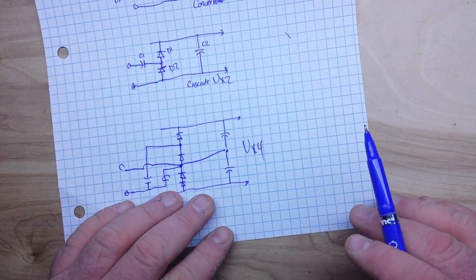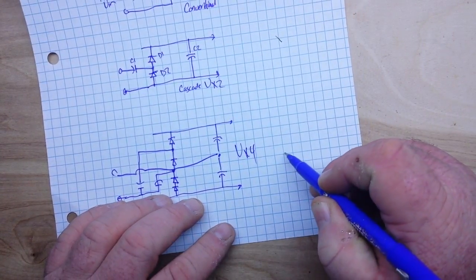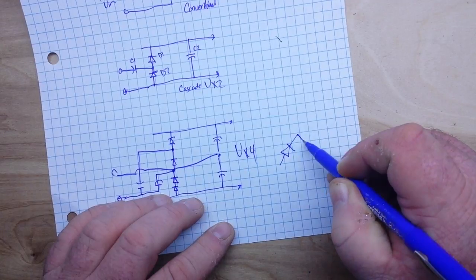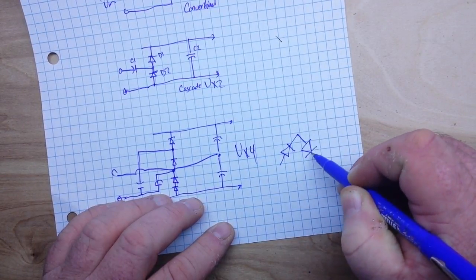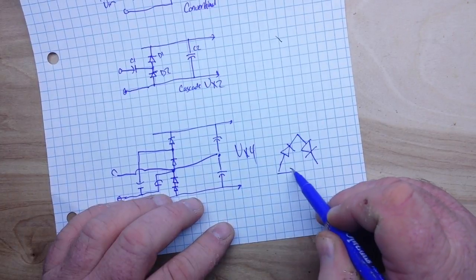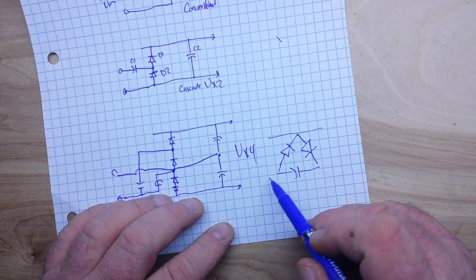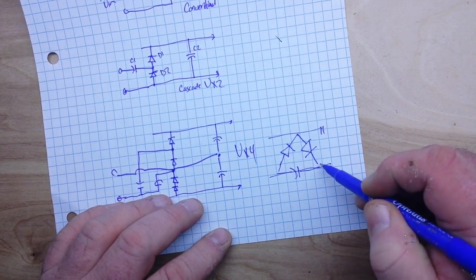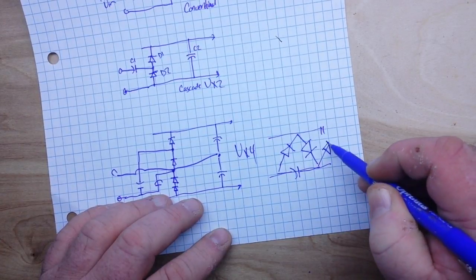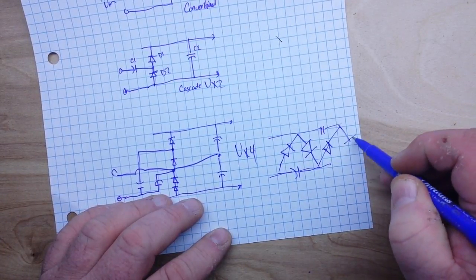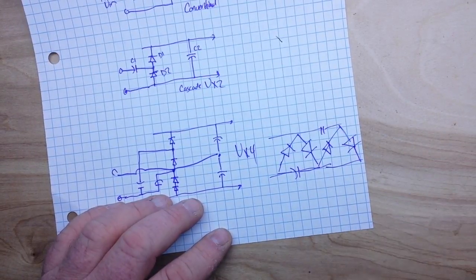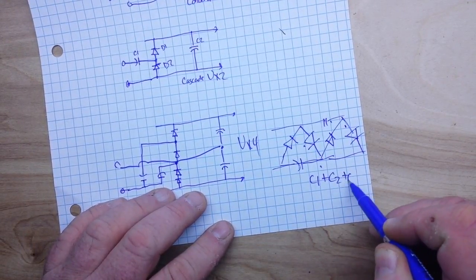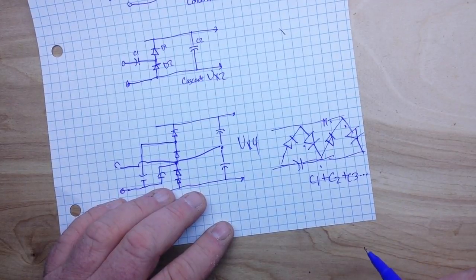And then you can even go one step further, and give it one of these jobs. This is just a voltage multiplier circuit, and you just keep adding in capacitors and diodes as you go along. Each one of these legs charges up the capacitors, C1 plus C2 plus C3, etcetera.